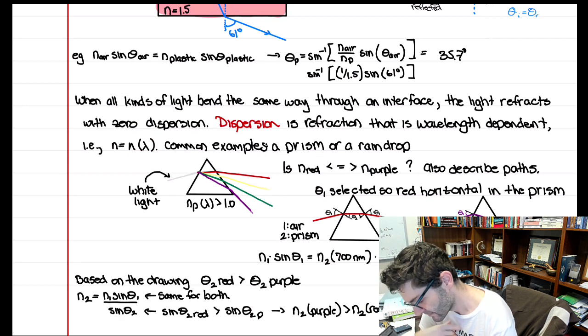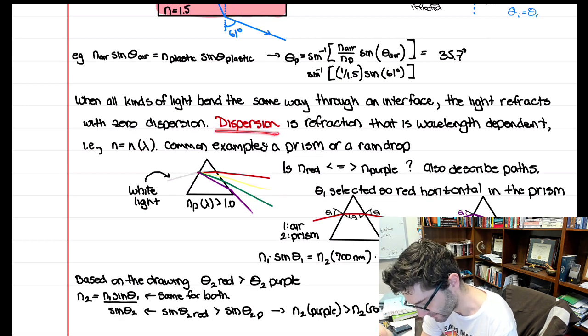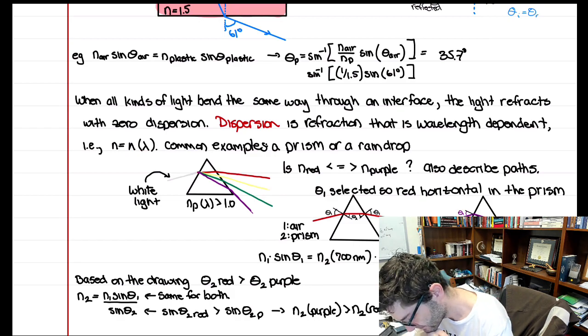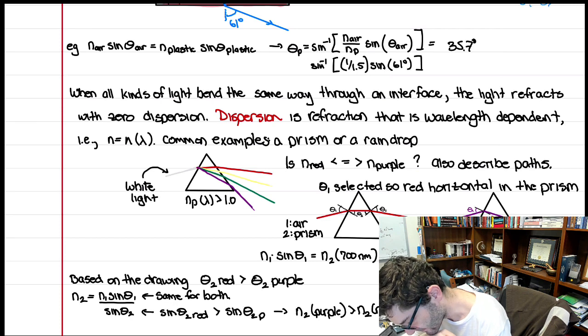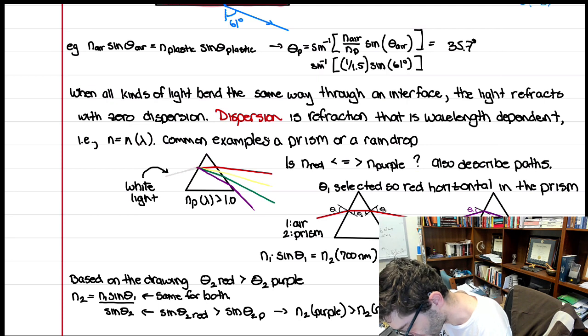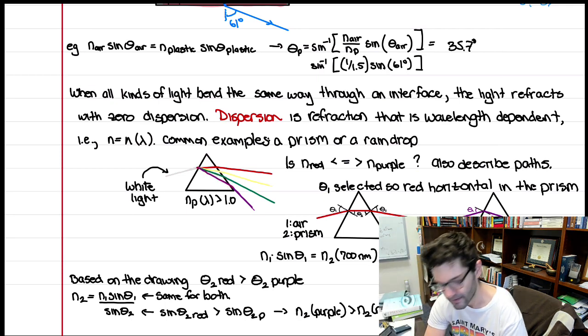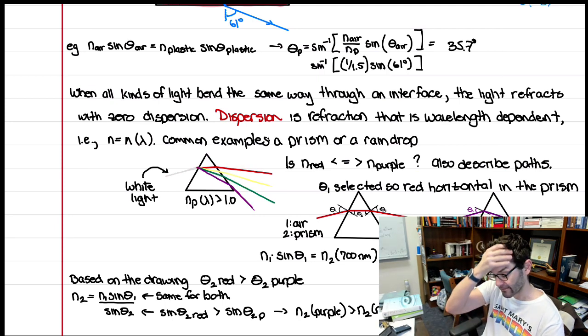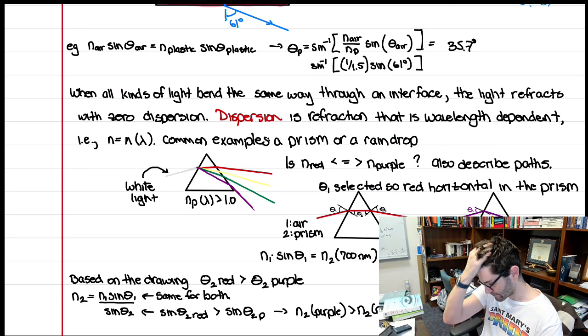So for dispersion, the most common examples you know of are prisms and raindrops. If you have a prism, I could have white light come in here. Once it hits the interface, the different colors bend by different amounts. The red ended up going this way, then yellow, then green, then purple, all bending by different amounts. And when they hit the interface again, they each bent back out into the air, again by different amounts. And so white light comes in and you get a rainbow that comes out.